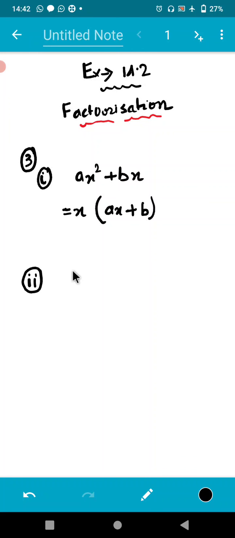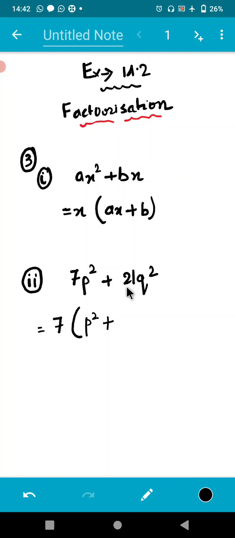In sum number 2, we have 7p square plus 21q square. Again we'll see is there any common factor in both these terms? Yes, 7. We can divide 7 by 7 and 21 by 7 as well. So we'll take 7 as common. Once we take 7 as common, only p square will be left for the first term. From the second term, if we divide 21 by 7, the answer will be 3q square. So this is the required answer of sum number 2 of question number 3.